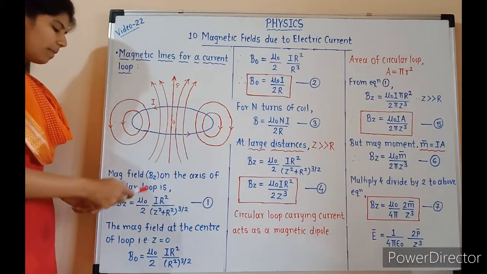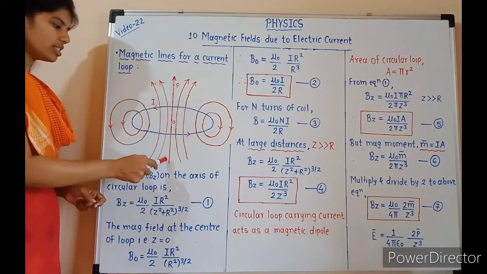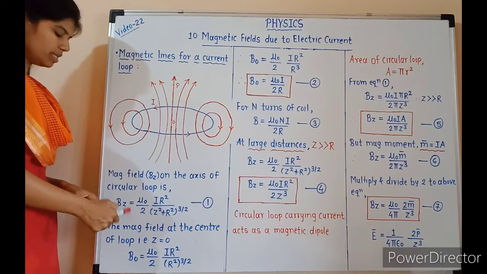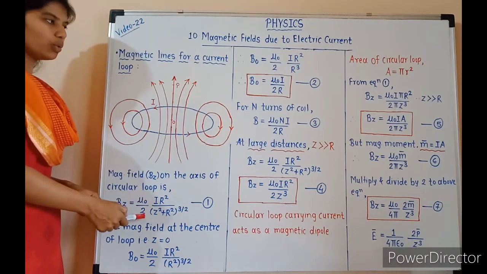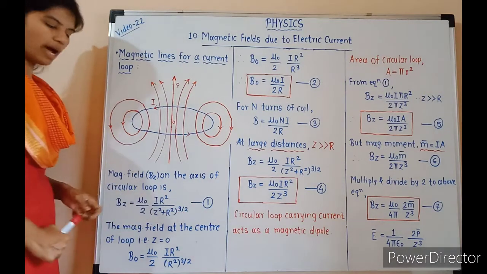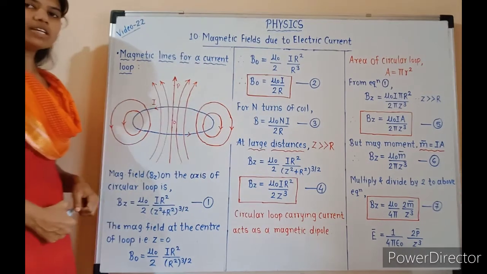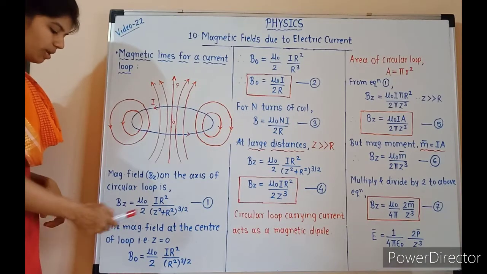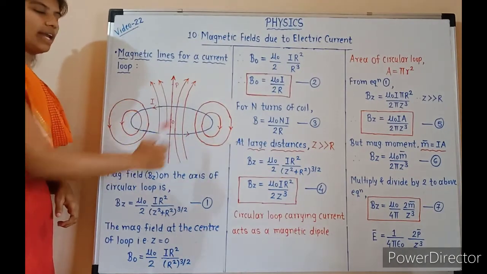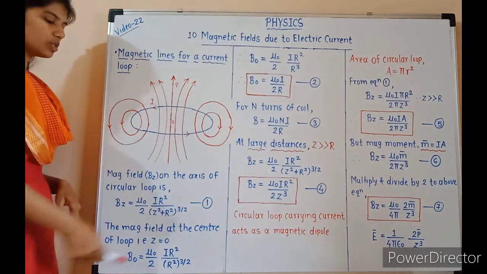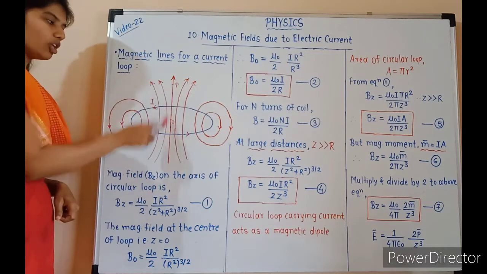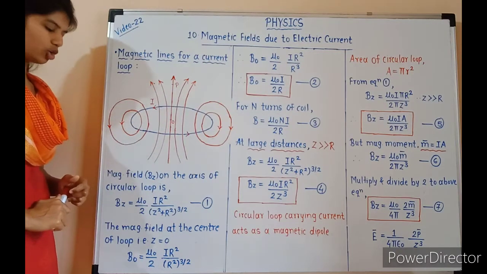Now we know that the magnetic field Bz on the axis of the circular loop is given by the formula Bz is equal to mu 0 upon 2 into I R square upon (Z square plus R square) raised to 3 by 2. In the last lecture we derived this formula, that is the magnetic field on the Z axis of this current carrying circular loop. So this is your equation number 1. This is the magnetic field on the axis of the current carrying circular loop.